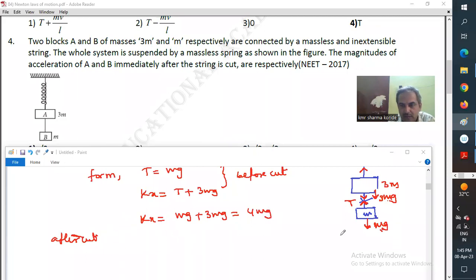So after the cut, the block of mass m moves with acceleration due to gravity. There is no issue because it is freely falling. This is block B, you call it. So this is the acceleration of block B.